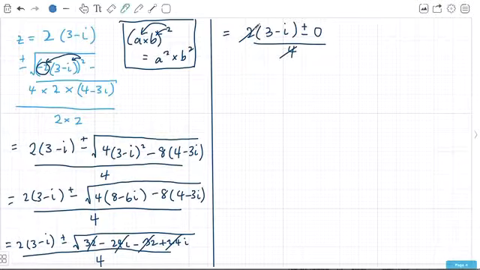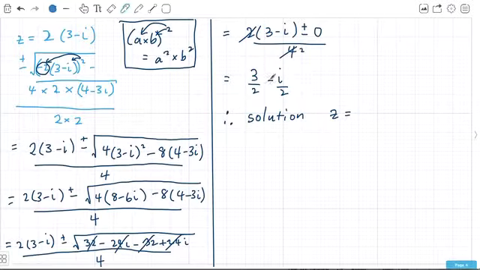So I'm going to do a little bit more cancelling now. That's going to leave me with a 2 there. So my answer is going to be 3 over 2 minus i over 2. That's what I get to finish off. So therefore, my solution in this case is going to be z equals, and I should make sure that I'm writing that down in that form, 3 over 2 minus i over 2. So that's the solution that we get for z.